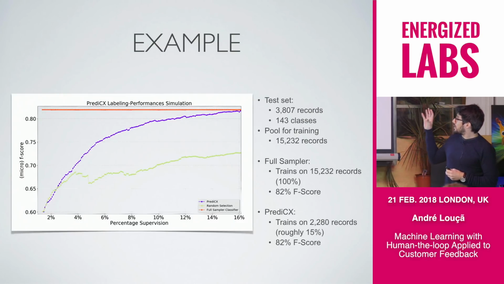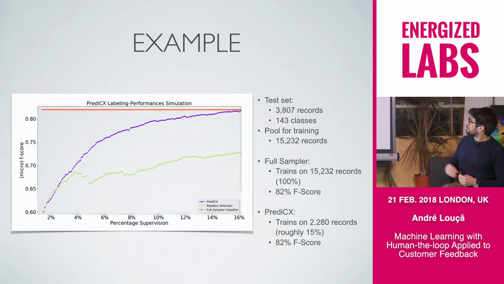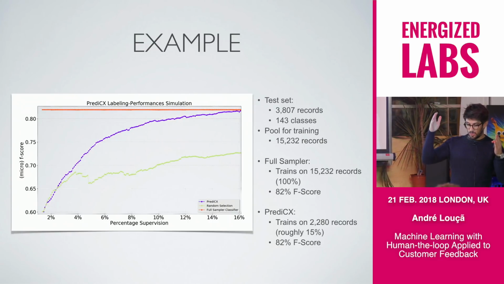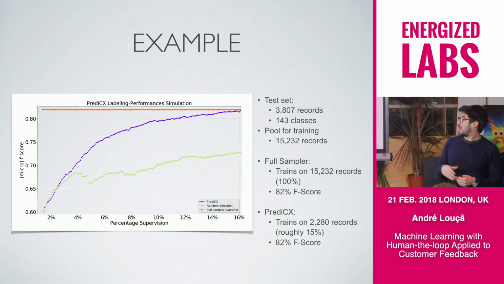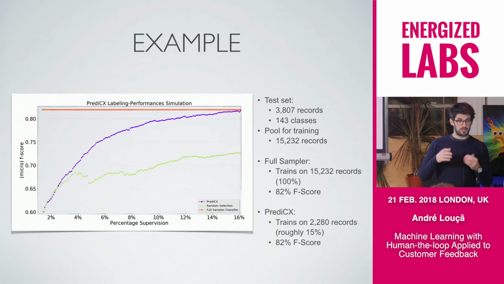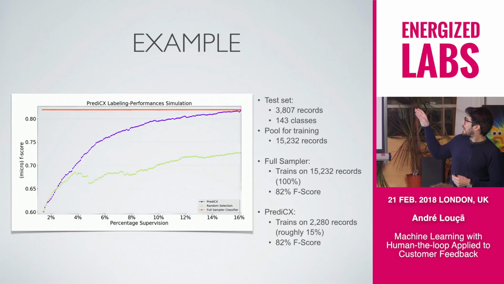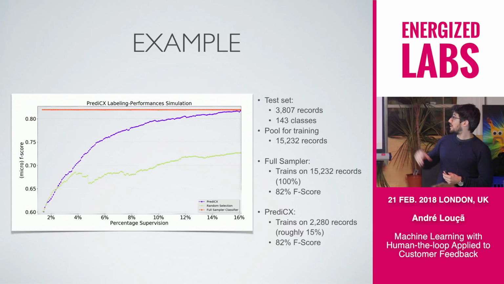So this is a concrete example where we had a data set, and we sliced that data set into two data sets, one to test, another one we call the pool. The test set was composed of almost 4,000 data records and 143 classes. And the pool was composed of 15,000 data records. So for the full sampler, the red line, we took the whole pool, trained the model, and predicted.